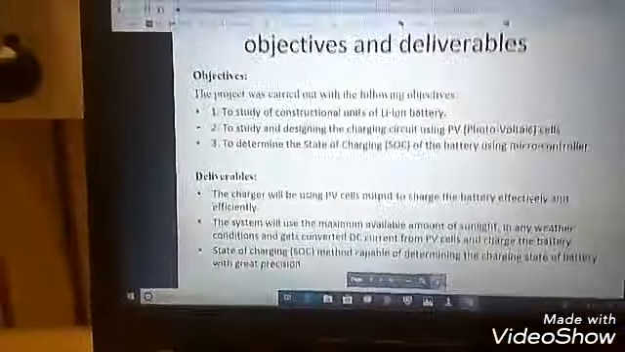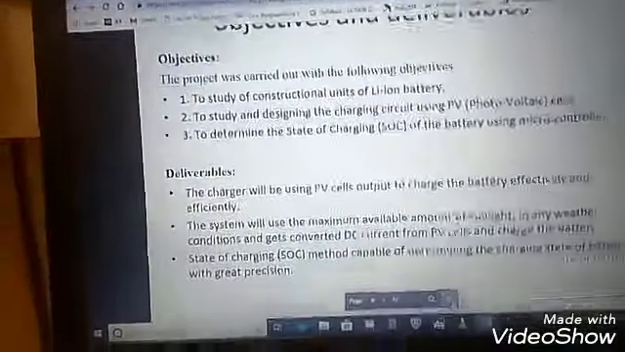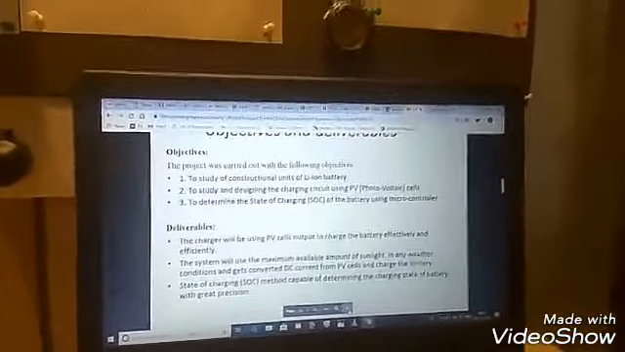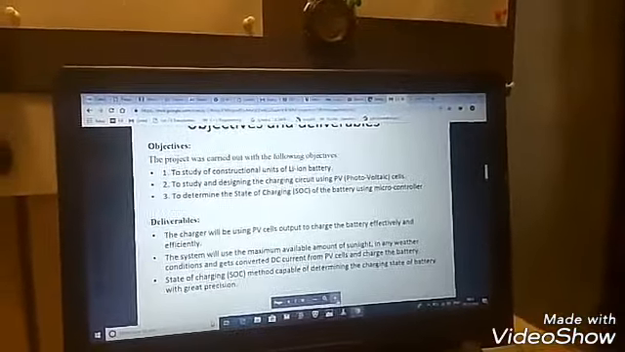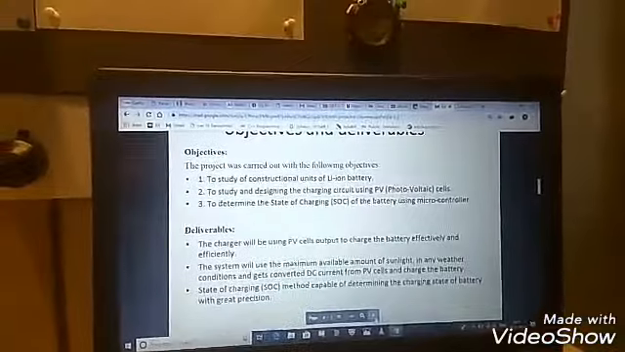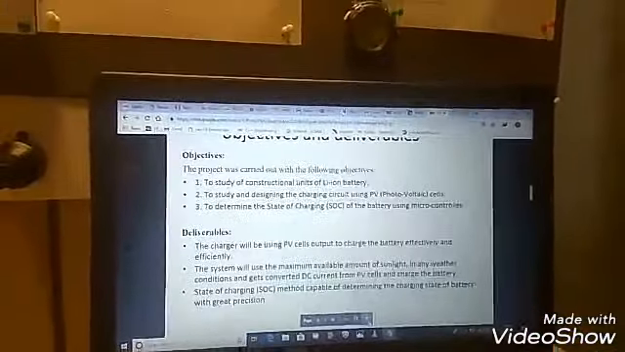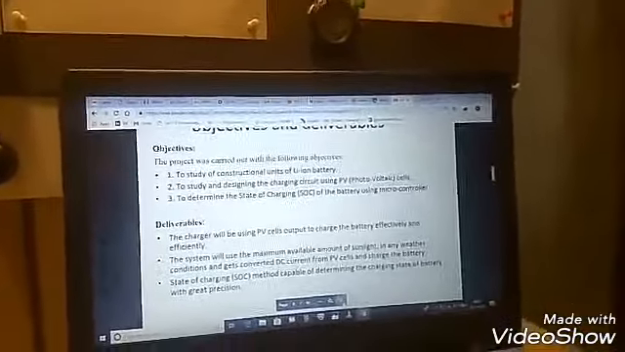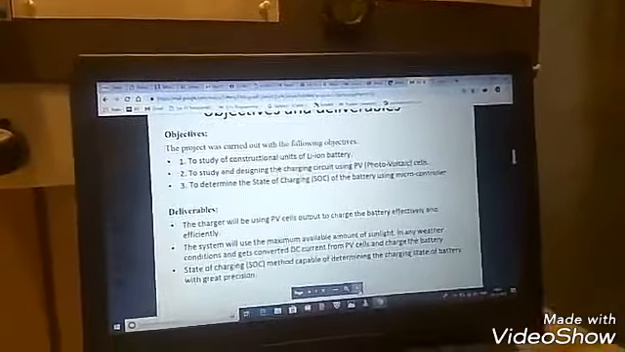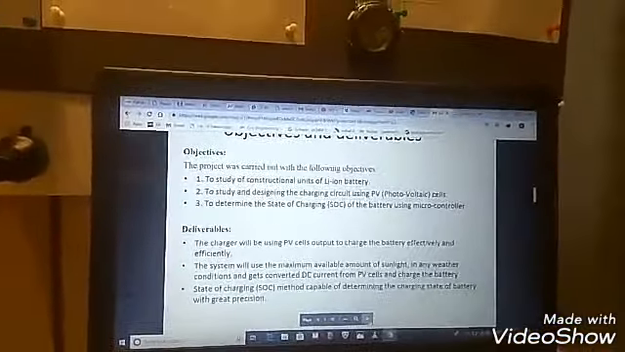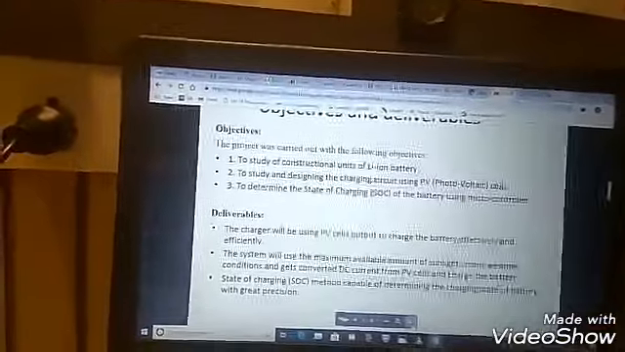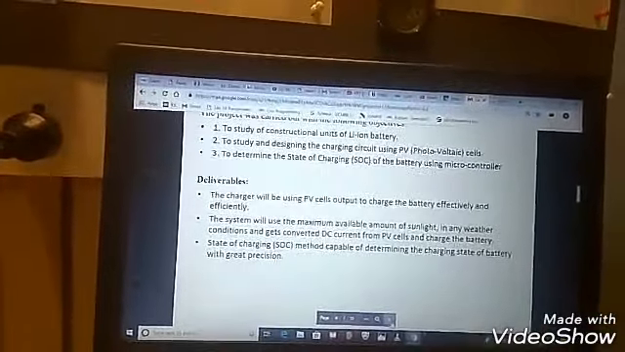The deliverables are that the charger will use the PV cells' output to charge the battery efficiently. The maximum available sunlight in any weather condition gets converted to DC current by the PV cells and charges the battery. And the SOC, the state of charge method, is capable of determining the charging state of the battery with great accuracy.